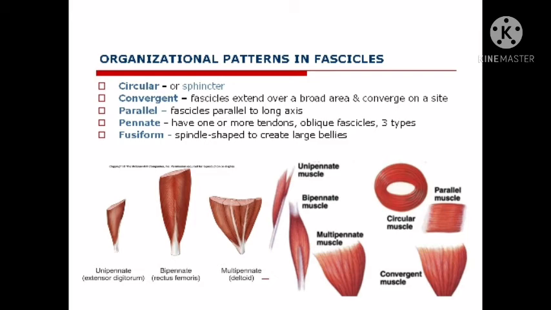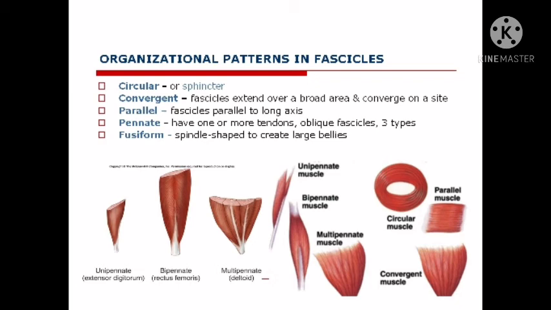The parallel muscle: the fascicles, in which the muscle fibers are present, run parallel to each other along the long axis, like the lengthy muscles and the muscles of the abdominal wall. Pinnate muscles: pinna means a leaf-like structure. Some muscles are single leaflet-like, some muscles are double leaflet-like, and some muscles are triple leaflet-like.